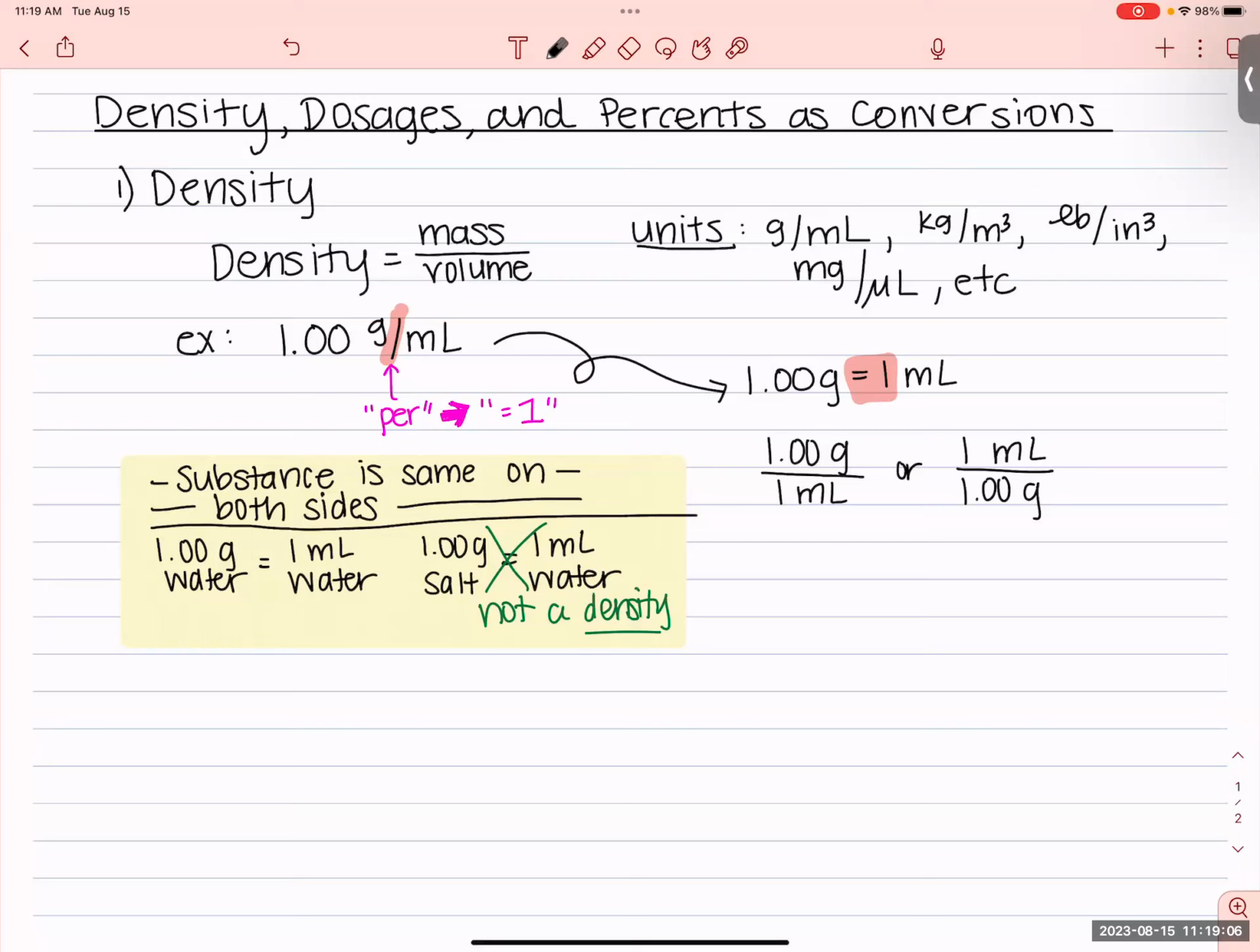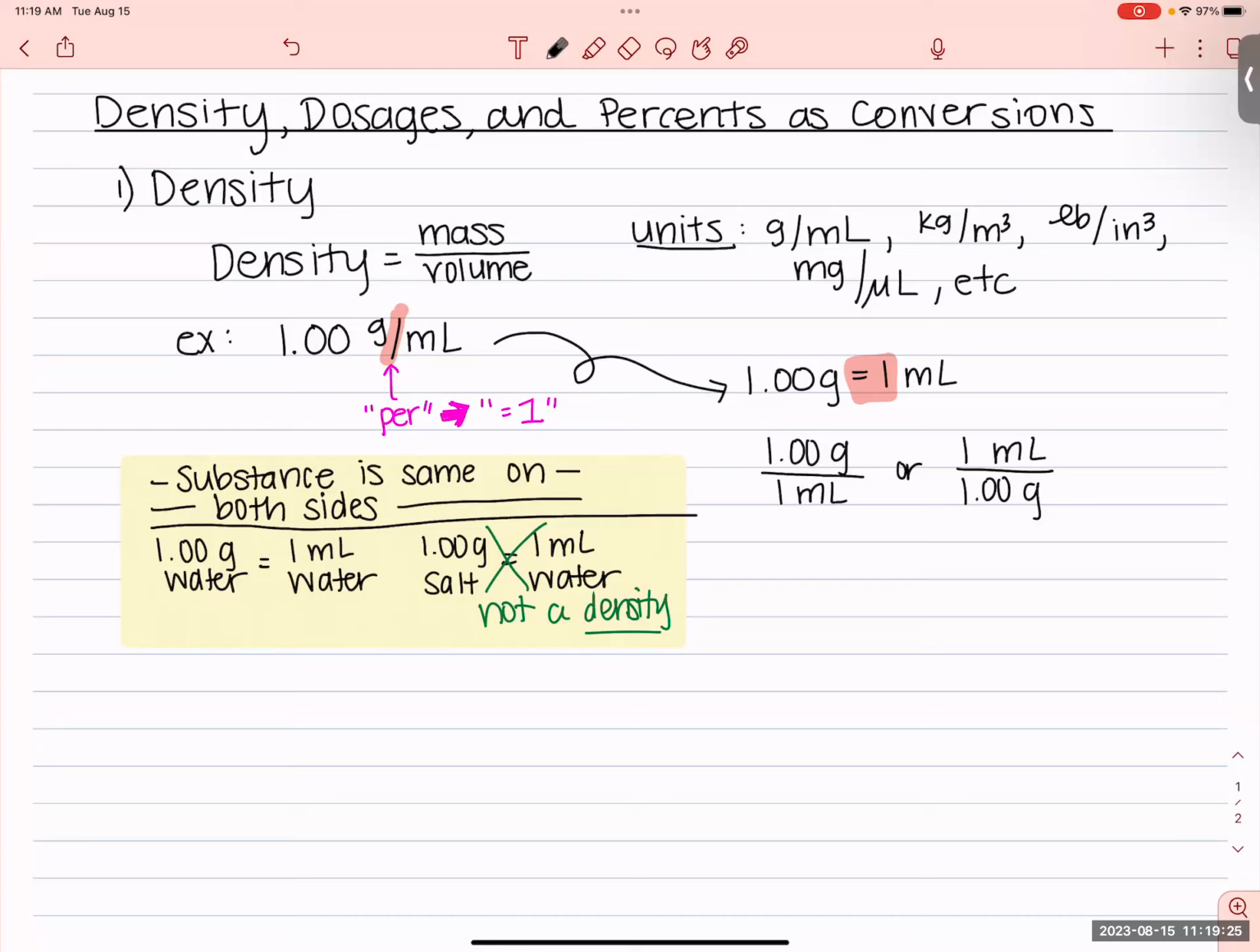So keep that in mind as you are looking at word problems. What am I being given? What is it asking me for? If I ask you for the density of a substance, you need the mass of that substance and the volume of that substance.